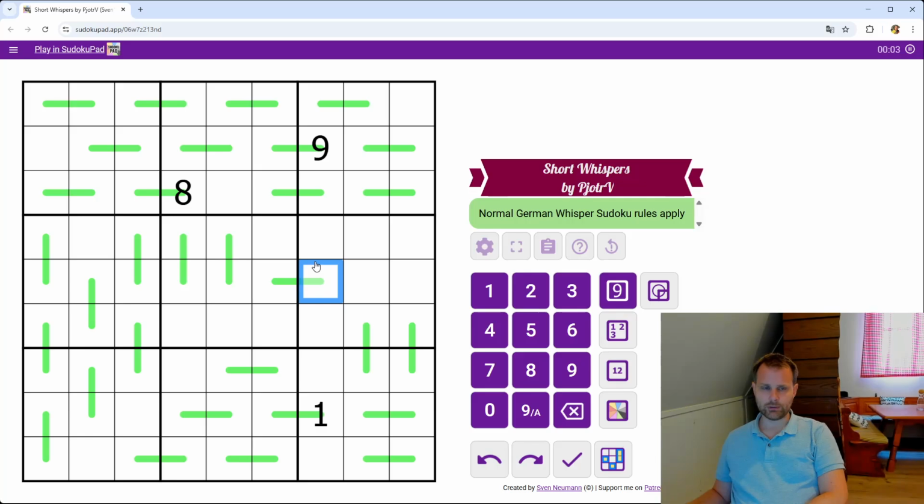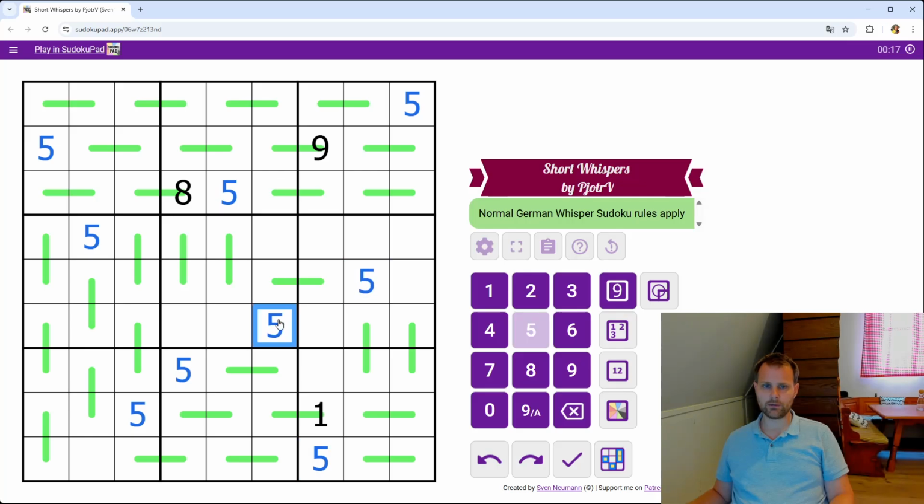Alright, so first let's do some fives. The fives can't be on the German whispers. So we can easily put some fives in here, and fives are done. Okay, then that's out of the way. As you see, in here and also in this row and in this row, there are exactly 4 short whispers.